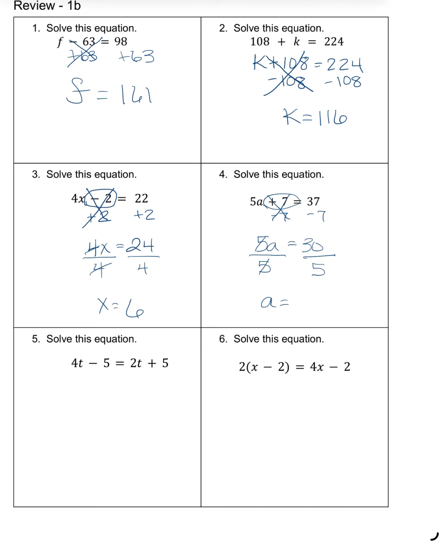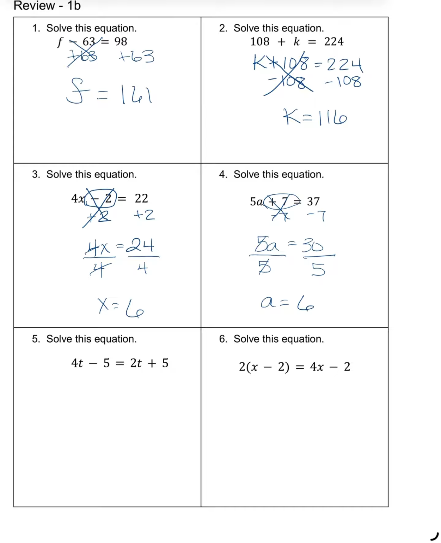So the same math on the right-hand side. 30 divided by 5 is 6. Oh, the answer was 6 for both of those. I didn't even mean for that to happen. Okay. All right, so those are two-step equations.